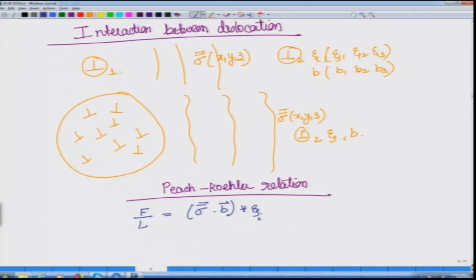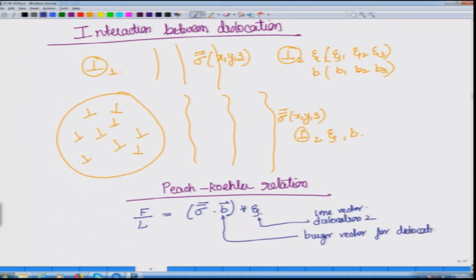So, like we said, this E belongs to dislocation 2. This is the line vector. This Burgers vector belongs to dislocation 2. So, dislocation 2 is the dislocation onto which we want to find the forces acting, and again you see that we are calculating as force per unit length.